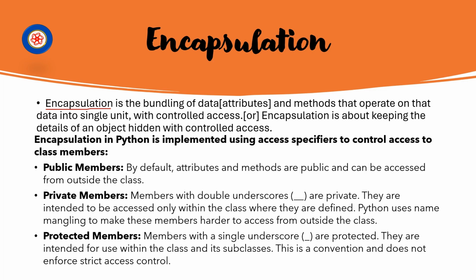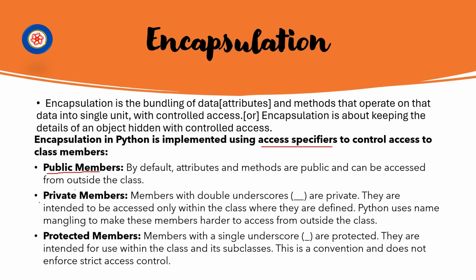Let's talk about access specifiers, a key component of encapsulation in Python. These specifiers control the visibility and accessibility of the attributes and methods within a class, ensuring proper use and data protection. Python offers three levels of access: public, private, and protected. First, public members. Public members are fully accessible from anywhere in the program.